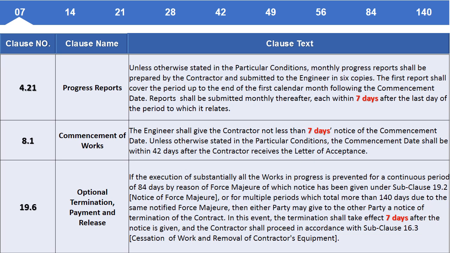Clause 19.6 Optional termination, payment and release. If the execution of substantially all the works in progress is prevented for a continuous period of 84 days by reason of force majeure of which notice has been given under subclause 19.2, notice of force majeure, or for multiple periods which total more than 140 days due to the same notified force majeure, then either party may give to the other party the notice of termination of the contract. In this event, the termination shall take effect 7 days after the notice is given, and the contractor shall proceed in accordance with subclause 16.3, cessation of work and removal of contractor's equipment.